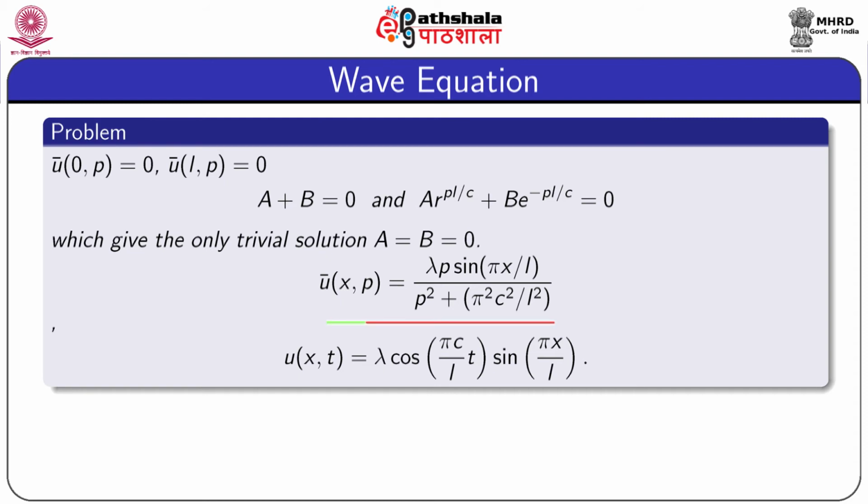Therefore, from the general solution which satisfies the given boundary condition, we get our required solution as u bar equals lambda p sin pi x by L divided by p square plus pi square c square by L square. Now, to get back the variable u as a function of t, we apply the inverse Laplace transform and we obtain the solution u as a function of x and t equal to lambda cos pi c t by L into sin pi x by L. So, in this way we can find the solution of the one dimensional wave equation using the Laplace transform.